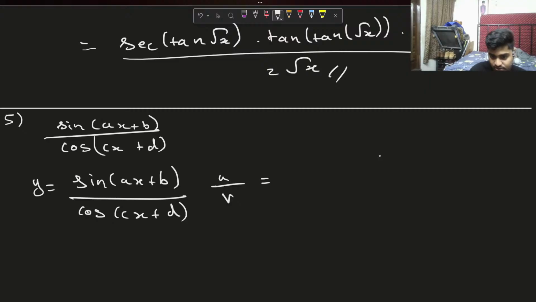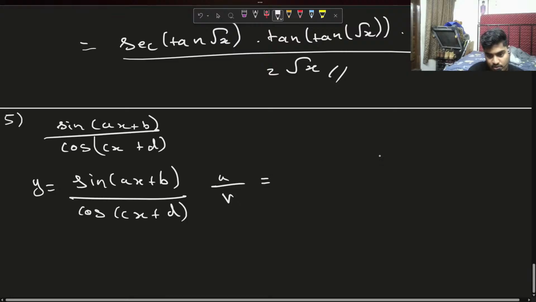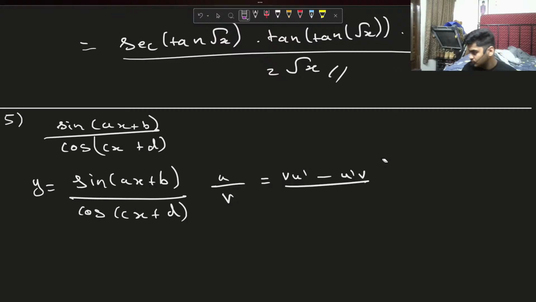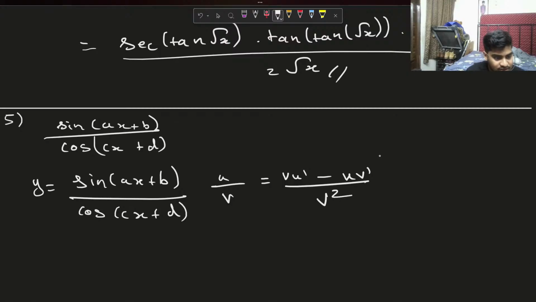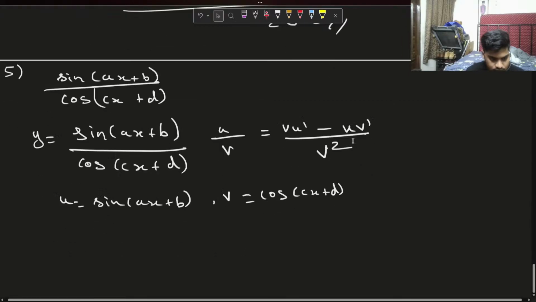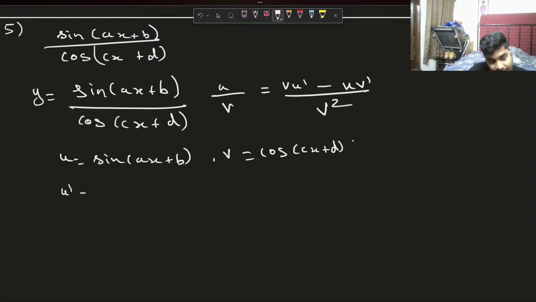u by v is the quotient rule, which is equal to v u dash minus u dash v. You can also say it this way, u v dash. I have said and written the same thing, okay? By v square. So first, u is sin of ax plus b, v is cos of cx plus d. Then what is u dash?